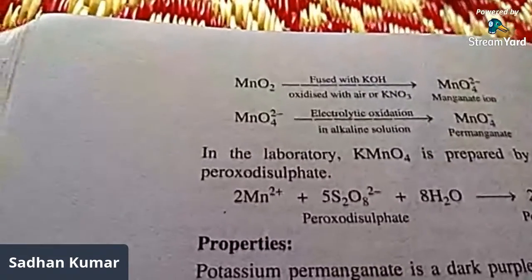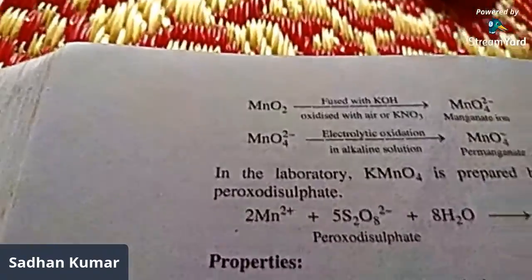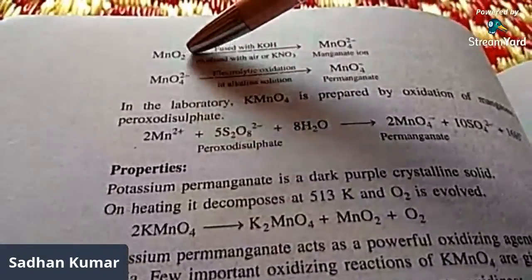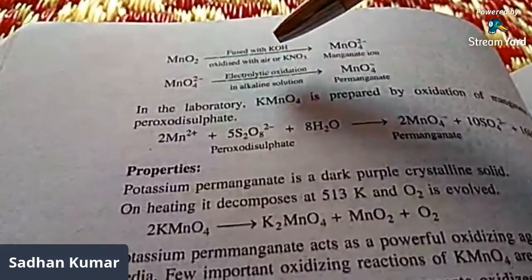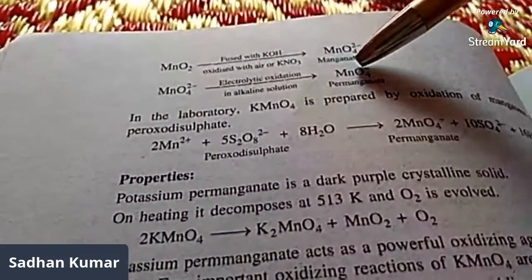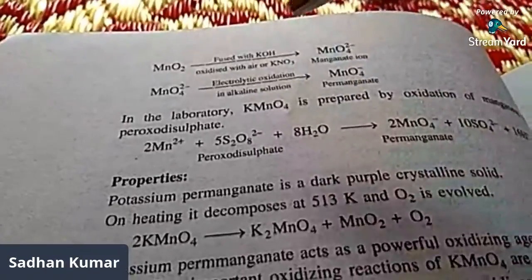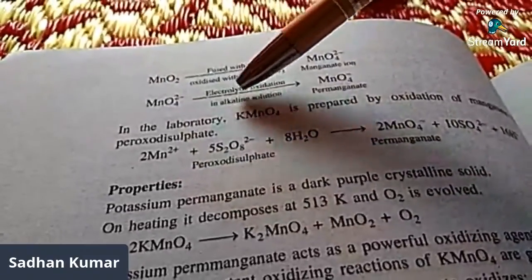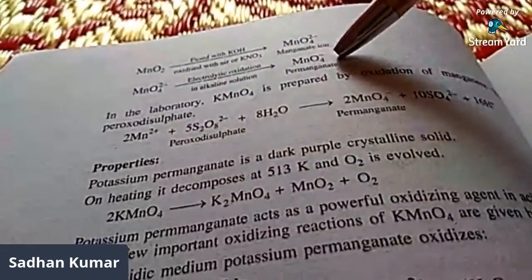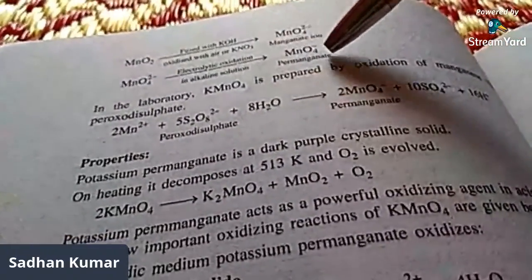Now see, we are going to discuss the reactions of manganese dioxide. Under this reaction, manganese dioxide is fused with KOH and oxidized in the presence of air. We are getting the manganate ion. Now this manganate ion, on electrolytic oxidation in alkaline solution, gives you permanganate.